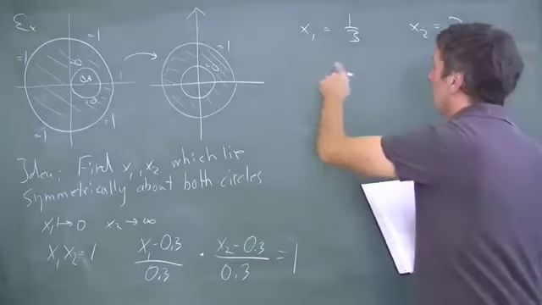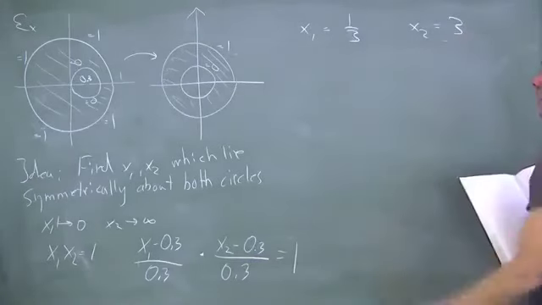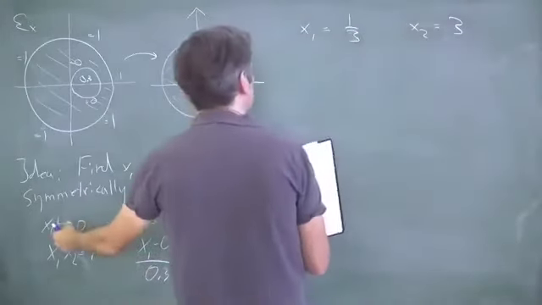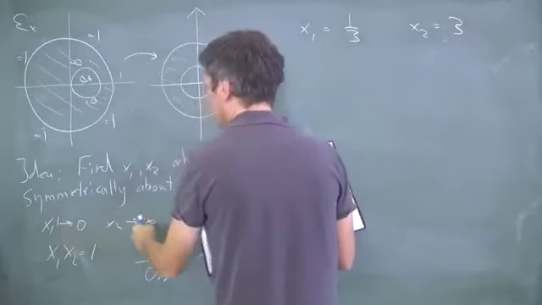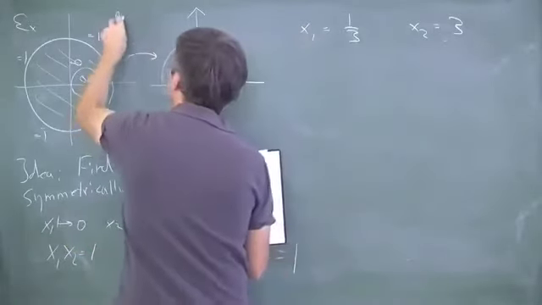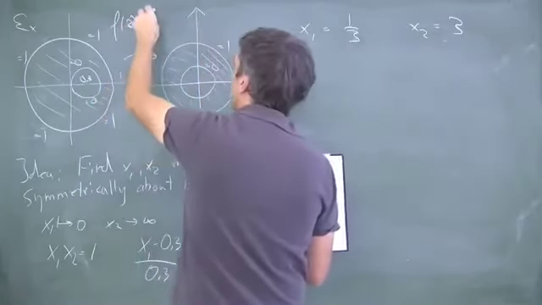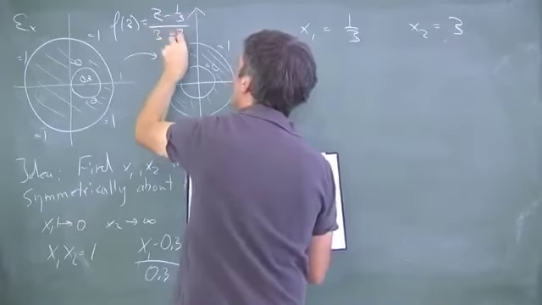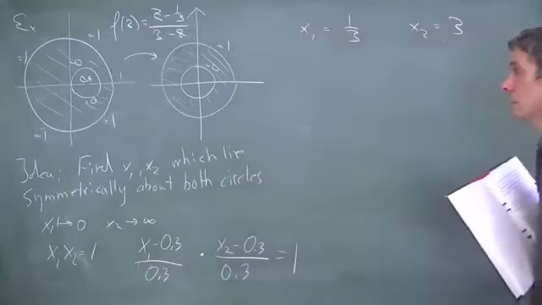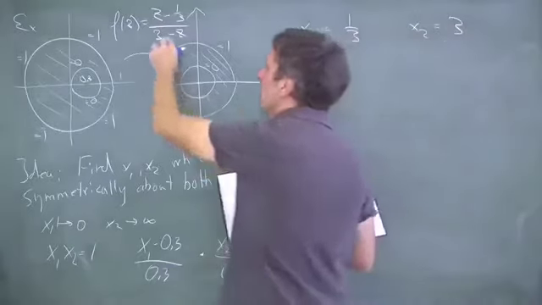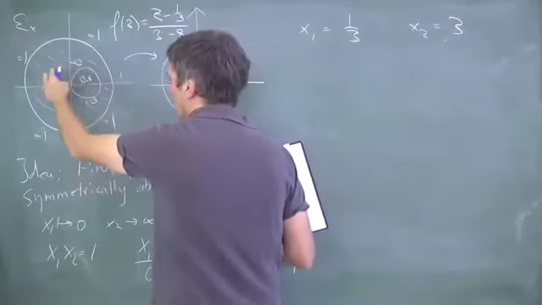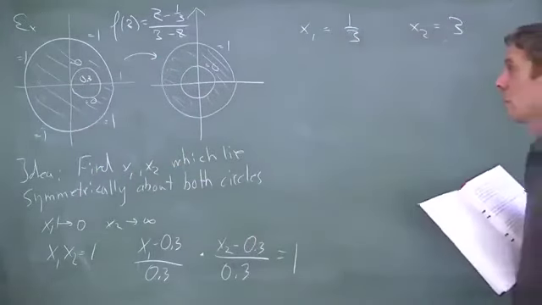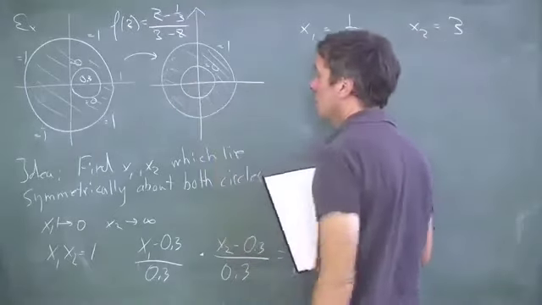And then, of course, once we're given these 2 numbers, it's easy to find the Möbius transformation which takes x1 to 0 and x2 to infinity. The easiest choice is then to take the Möbius transformation (z minus 1/3) divided by (3 minus z). Then you can check that this will be a map that actually does this for us. It takes this region onto the region between these 2 concentric circles, which both have their center at the origin.